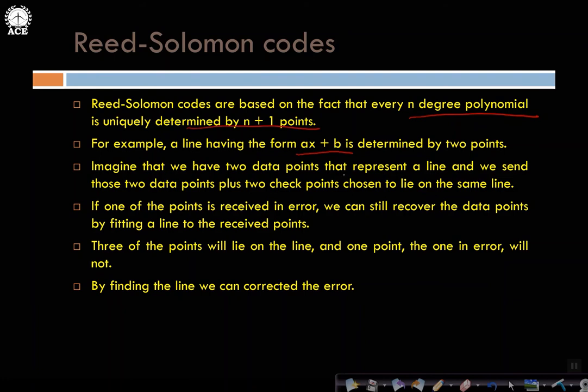Imagine that we have two data points that represent a line and we send these two data points plus two checkpoints chosen to lie on the same line. So if one of the points received an error, we can still recover the data point by fitting a line to the received points. Okay, again you can take an example and prove these points. So three of the points will lie on the line and one point which is in error will not, so therefore we can easily correct that. So that is Reed-Solomon codes.